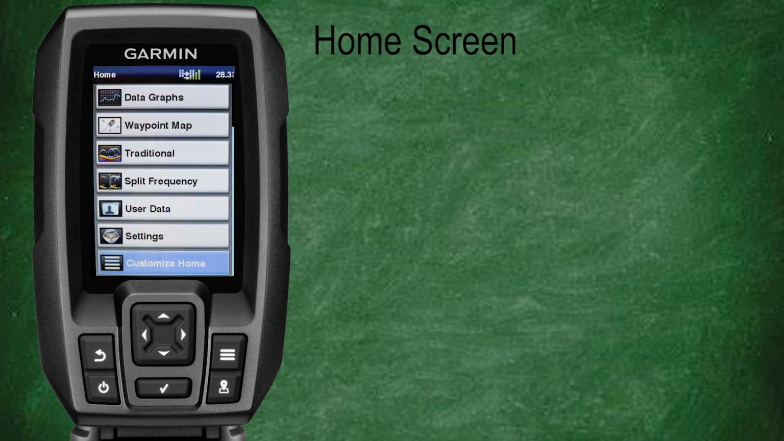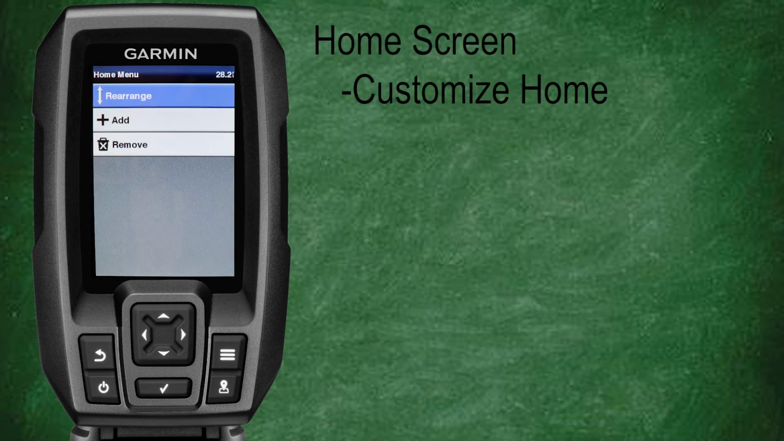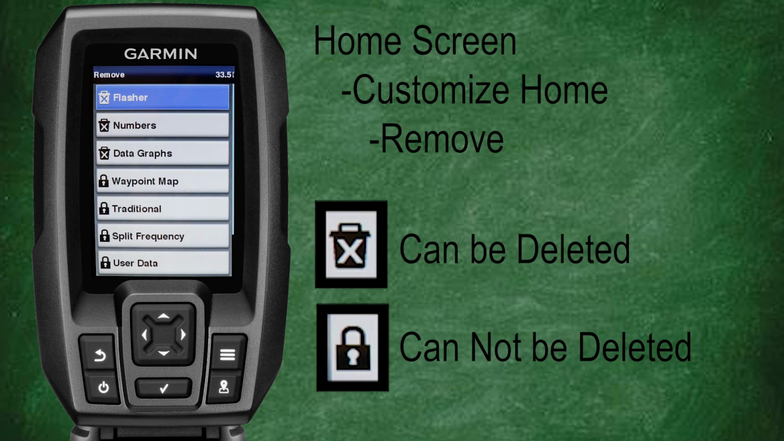In some instances, you might find that you don't actually use all the screens on your home screen. In that case, you can delete the ones that you don't use. So now we're going to go into detail on how to delete items from your home screen. To delete a feature from the home screen, go to and select Customize Home. Now scroll down to and select Remove. Now you'll notice some features have an X and others have a lock icon. You can only delete features that have the X.